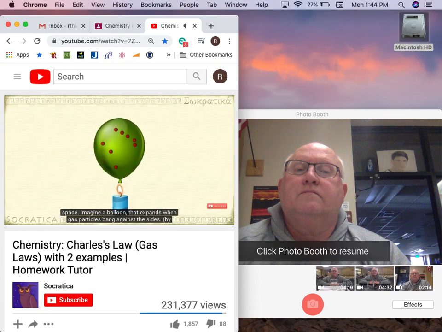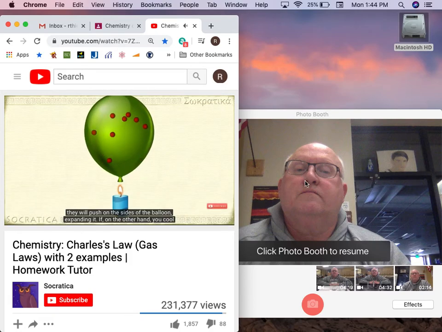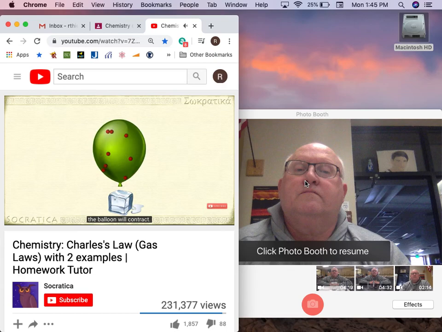Imagine a balloon that expands when gas particles bang against the sides. By expanding, that keeps the pressure constant. The faster the gas particles move, the more they will push on the sides of the balloon, expanding it. If, on the other hand, you cool the gas down, you put your balloon on ice, that slows the particles of gas down, so the balloon will contract.